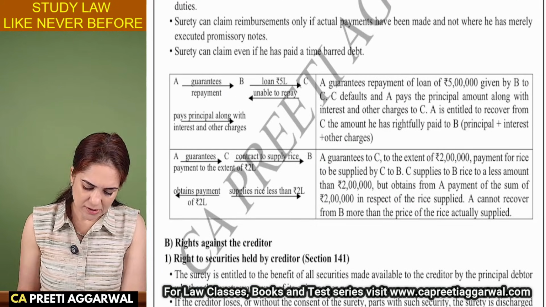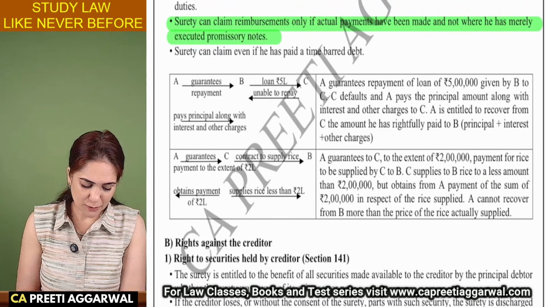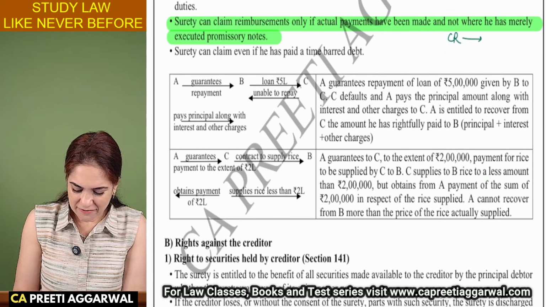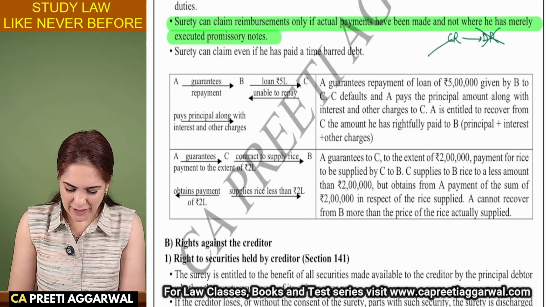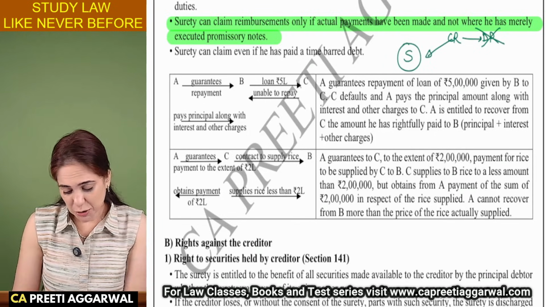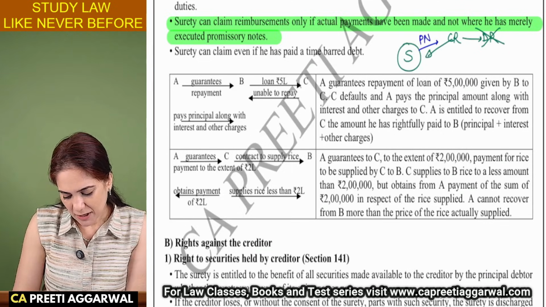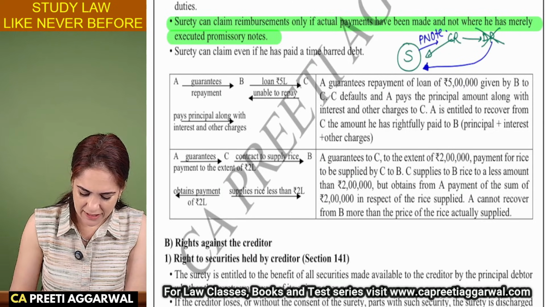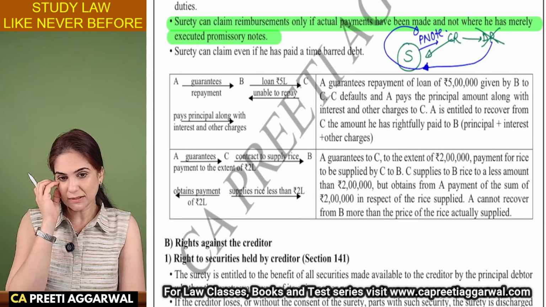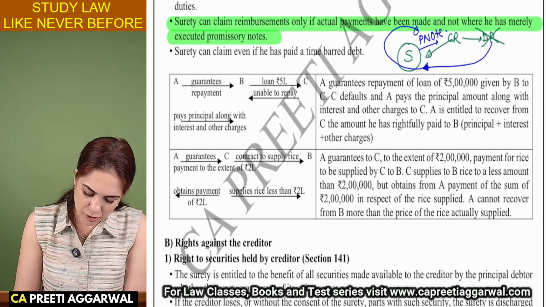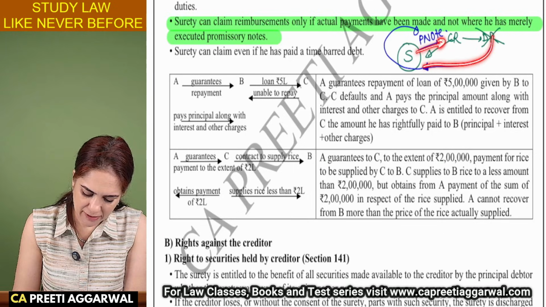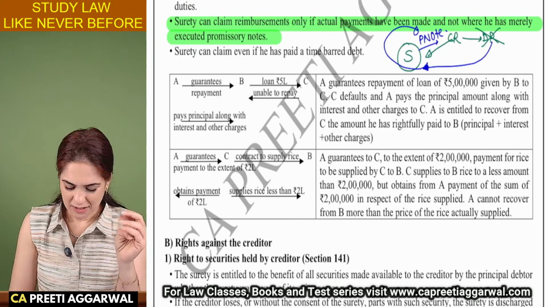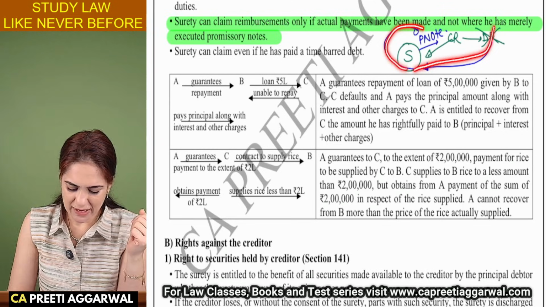But surety can claim reimbursement only when actual payments have been made and not when he has merely executed promissory note. He's a very smart surety. Now, the creditor went to the debtor, the debtor defaulted. So the creditor went to the surety. The surety, instead of giving him money, gave him a promissory note that I will pay. Then after a month, he recovered money from the debtor and then honored the promissory note and paid the creditor. Law says you cannot execute a promissory note and recover money from the debtor. Debtor is liable only when the surety has actually paid money. Otherwise, surety is very smart. He is recovering money from the debtor and paying it to the creditor.